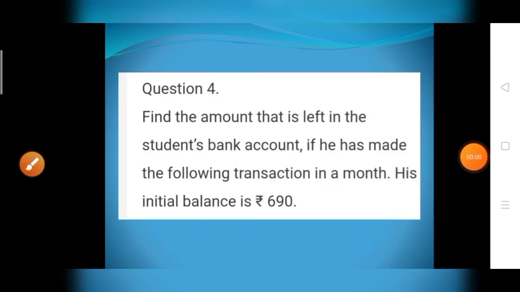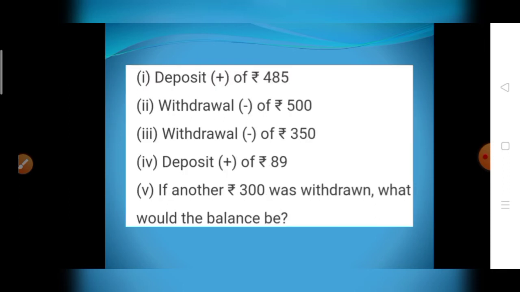The next question, number 4. Find the amount that is left in the student's bank account if he has made the following transactions in a month. His initial balance is rupees 690. First, deposit, which means plus, of rupees 485. Second, withdraw, which means minus, of rupees 500. Third, withdraw of rupees 350. Fourth, deposit of rupees 89. Fifth, if another rupees 300 was withdrawn, what would the balance be?